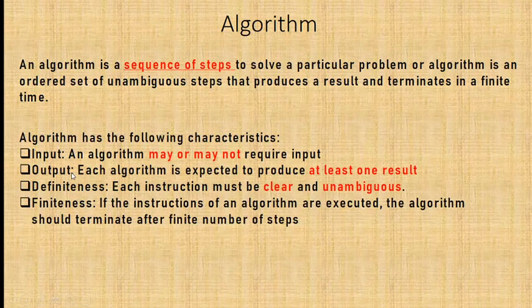First is input, which may or may not be required, and then output. We have at least one output. Then definiteness: the algorithm must be clear. And finiteness: the algorithm should terminate after a finite number of steps.